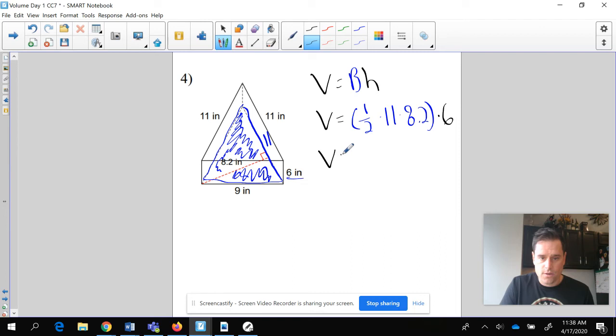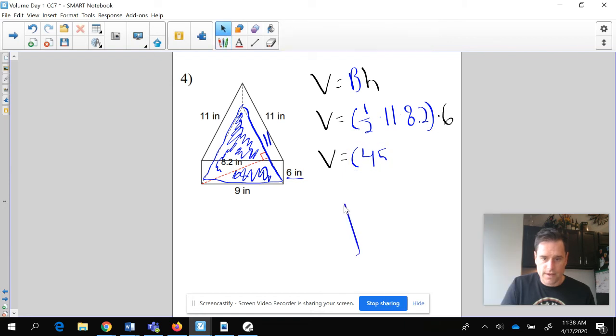So volume equals 1/2 of 11 is 5.5. So we can take 11 times 8.2 times 1/2 is going to be 45.1.